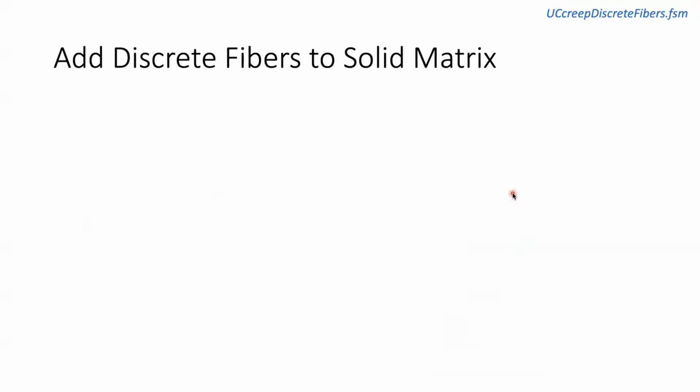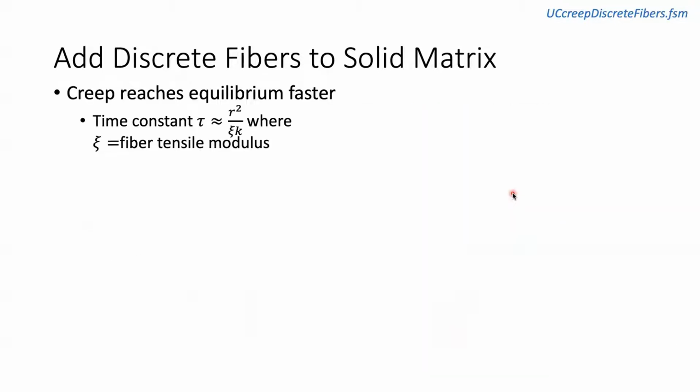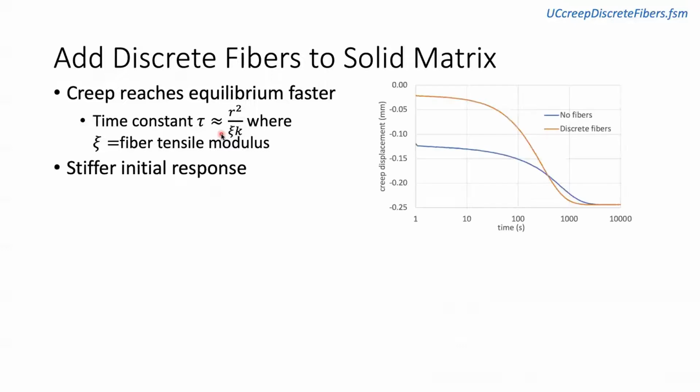Let me discuss the results that we're going to see. So the biphasic time constant to reach equilibrium was discussed in the previous biphasic webinar, but I'll just say it's inversely proportional to the tensile modulus of the fiber. So when you include a tensile fiber, then the time constant will be shorter. So it turns out that when you add discrete fibers, you're going to reach steady state faster.